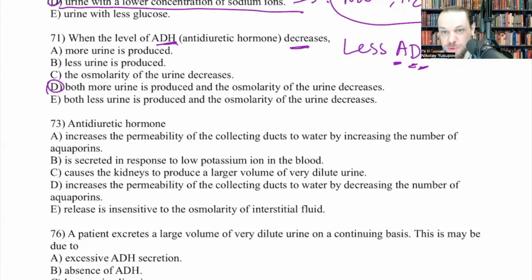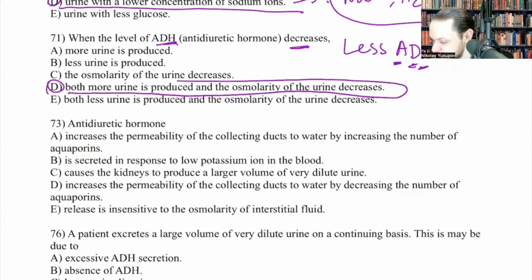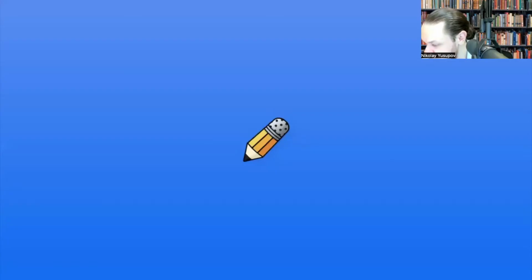And the osmolarity of the urine will decrease. Why? Because ADH is not pulling that water out of the urine, so there's more urine, and the osmolarity of the urine decreases because the solutes are not being pulled off from it. So both more urine is produced and osmolarity of urine decreases. Let me show you on the slide. I think I have a good slide for this.